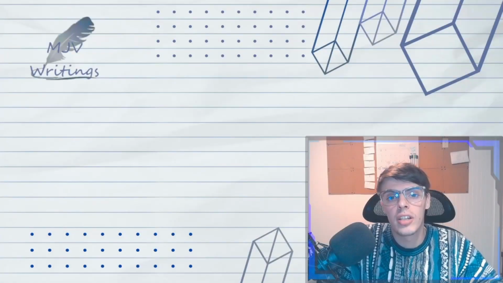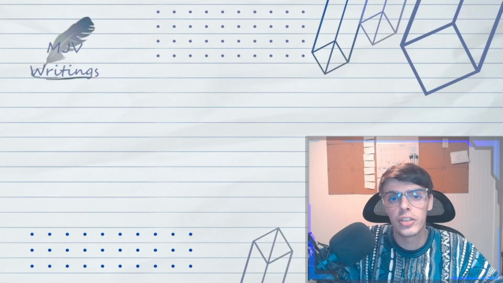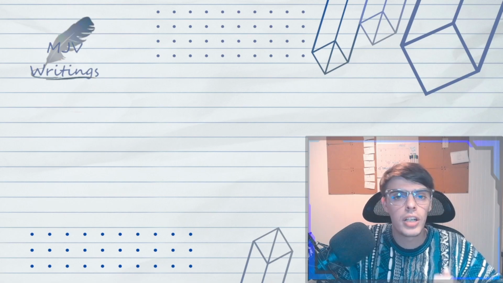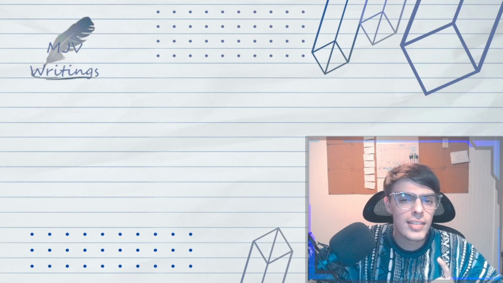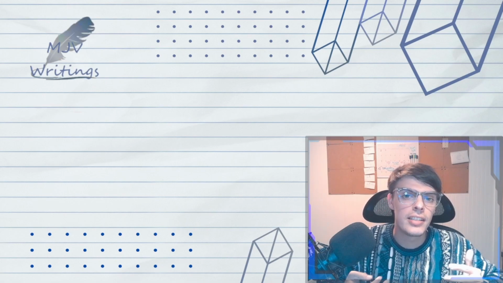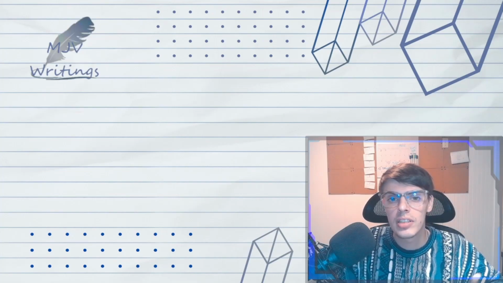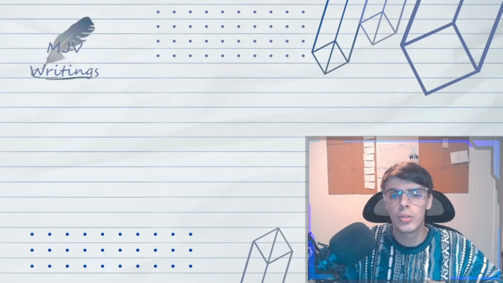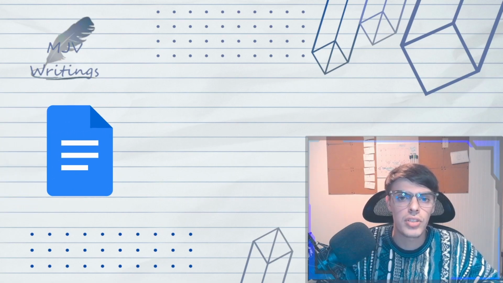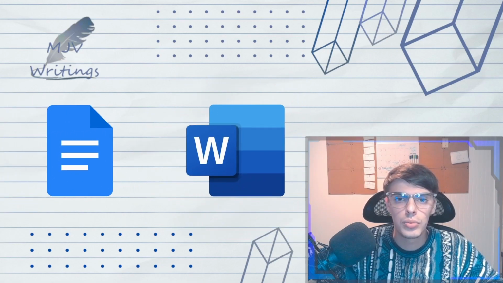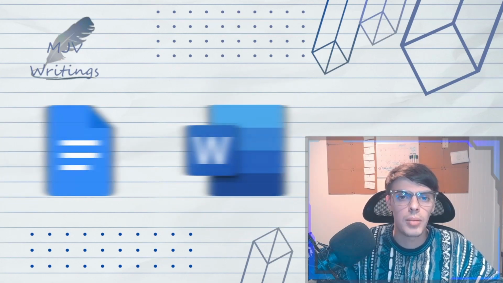Now that we've discussed the physical things you're going to need when you're going to prepare your outline, I want to discuss the one digital thing you're going to need, and that is a typing program. Obviously, the two most common ones most people will go towards is Google Docs or Microsoft Word. If you have access to one of those or both of them, that would probably be helpful.